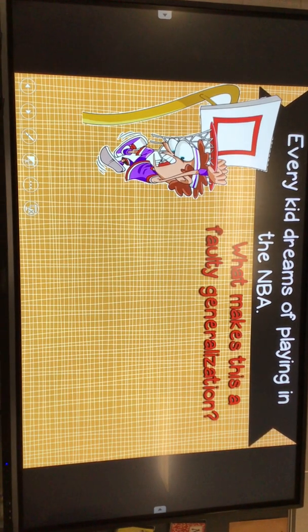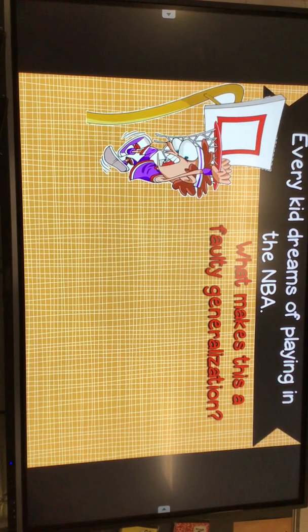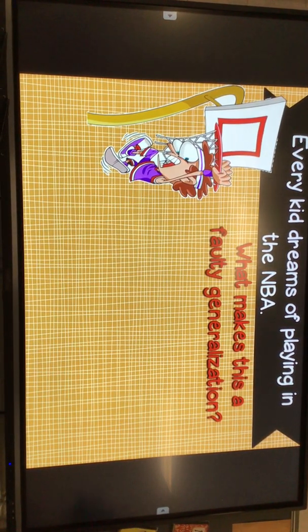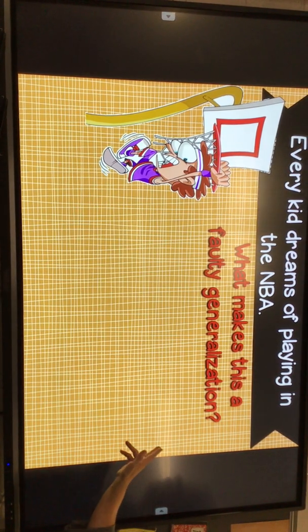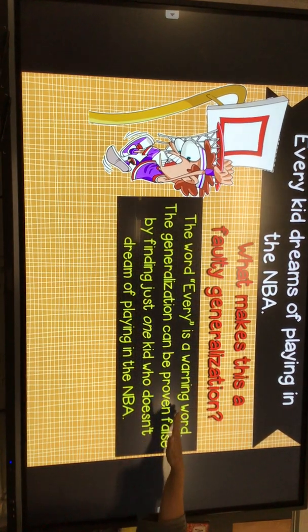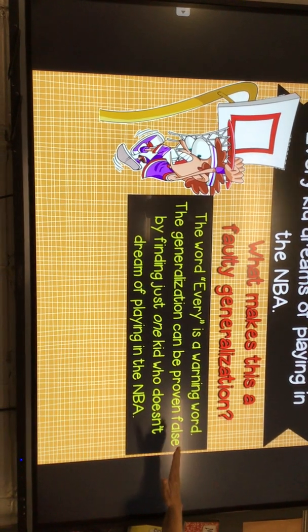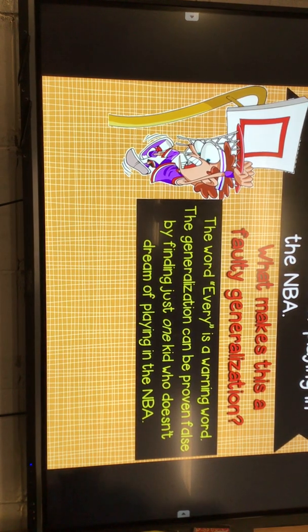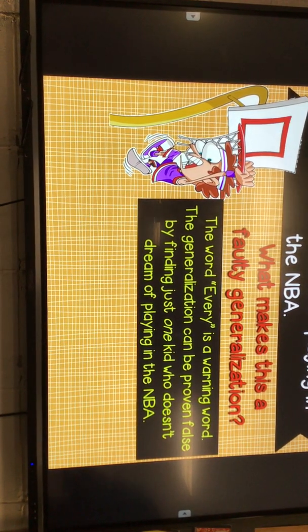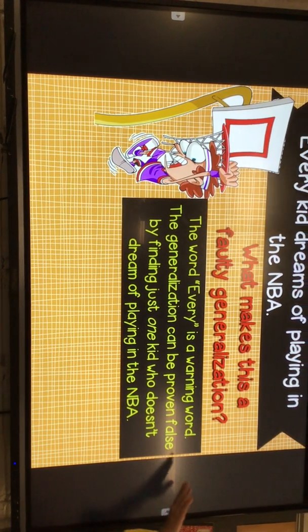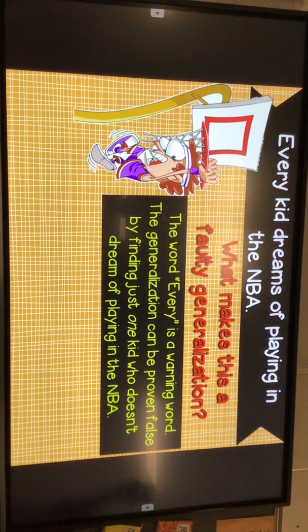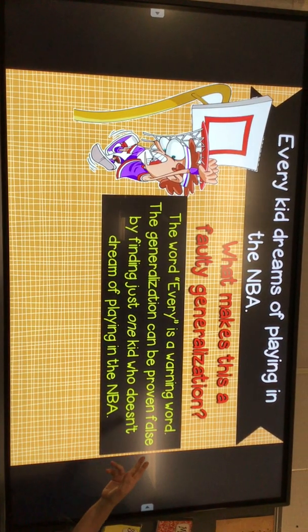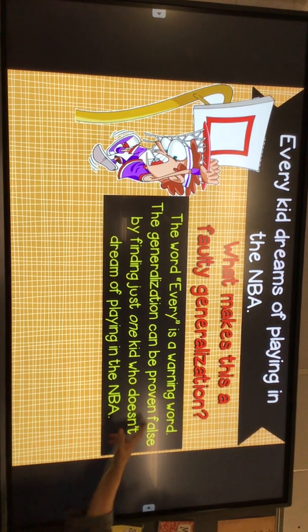Okay, what about this one? What makes this faulty? Every kid dreams of playing in the NBA. Ready? 1, 2, 3. Every. It says "every," a warning word. If we can just find one kid that doesn't want to play in the NBA, because guess what? There are going to be some kids that would rather be professional gamers. There are going to be some kids that would rather play in the NFL or be a professional fisherman.